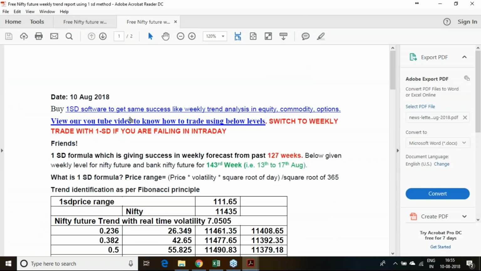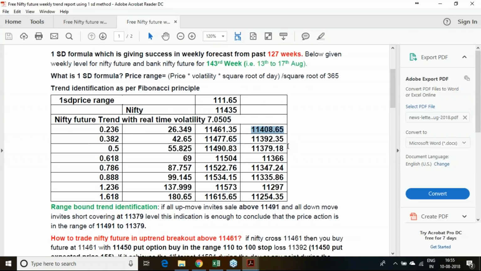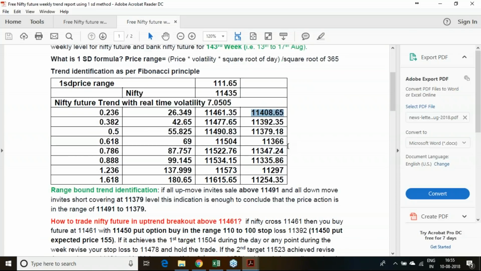So the 10th August report is given here: 11,461 above is uptrend, 11,409 below is downtrend. So the initial trend breakout is very important on Monday. If initially it gives an uptrend breakout, then your stop loss will be 11,392. If initially it gives a downtrend breakout, then your stop loss will be 11,478.